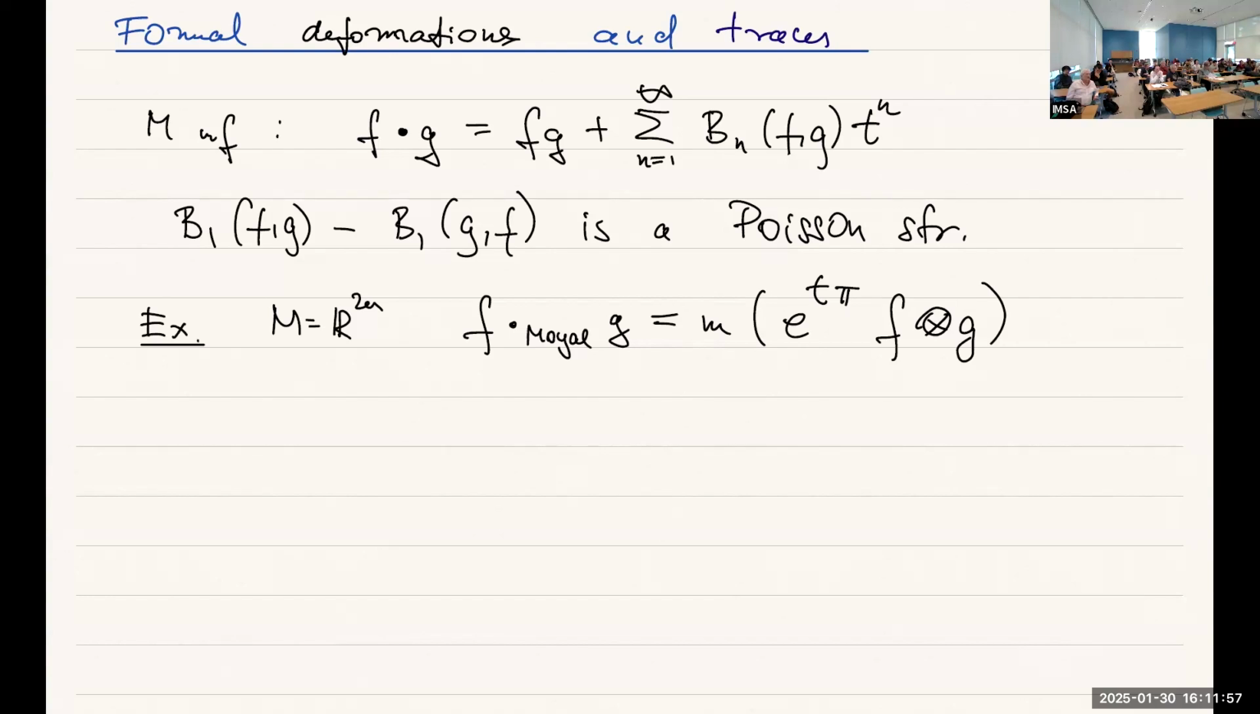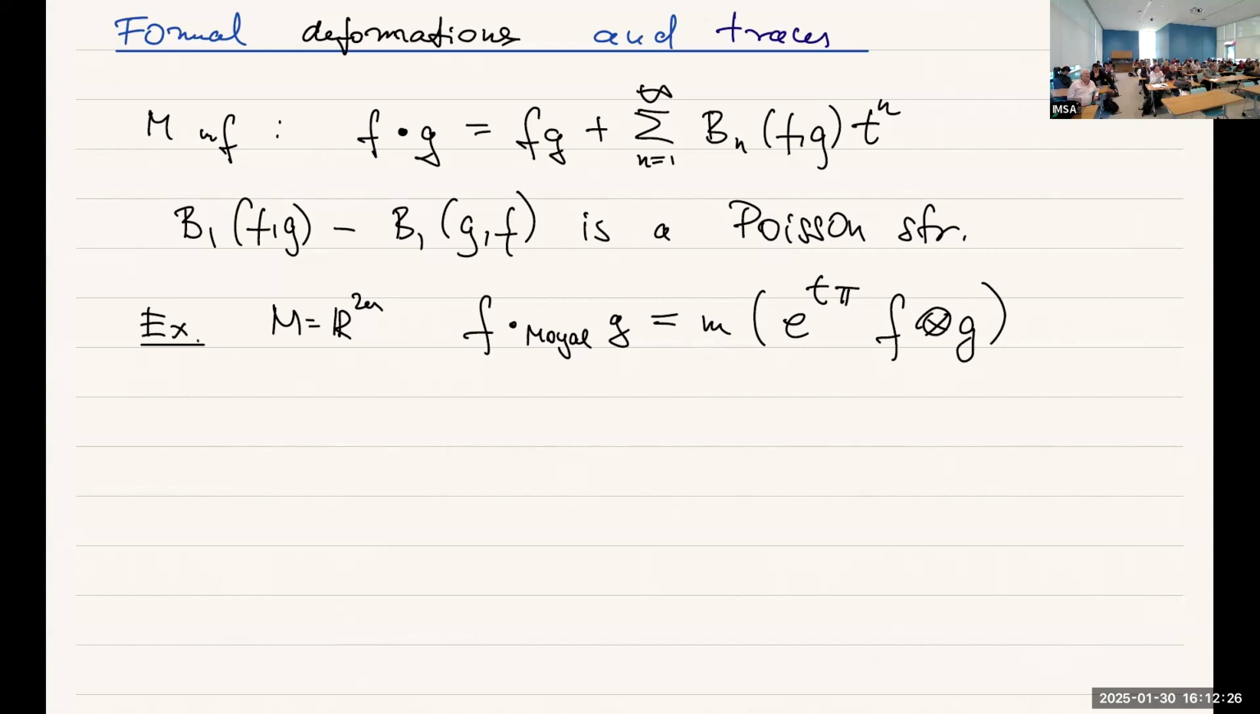exponential with this parameter t, apply it to f tensor g, and at the end, this m just means that you multiply the result. Okay, so this is a fantastic solution, actually. It looks simple, but it's a fantastic solution. It's a nice exercise to check it's associative. It's not completely obvious. And so this is actually a standard deformation of the symplectic structure on R to the n.